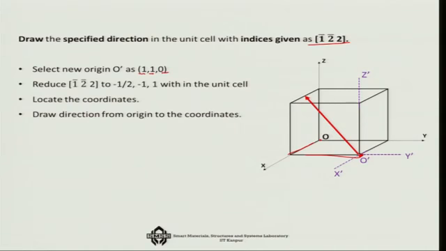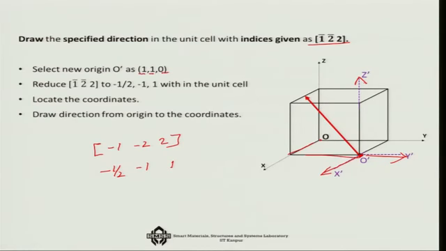Now, from the new origin, let us try to define this 1 bar, 2 bar, 2. So, 1 bar, 2 bar, 2 means actually minus 1, minus 2, 2. So, the intercepts will be minus half, minus 1, 1. Let us try to show where this minus half, minus 1, 1 is. This is my new axis now. We have to keep in mind that this is our new axis system.